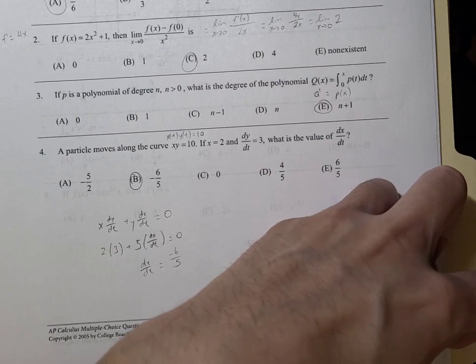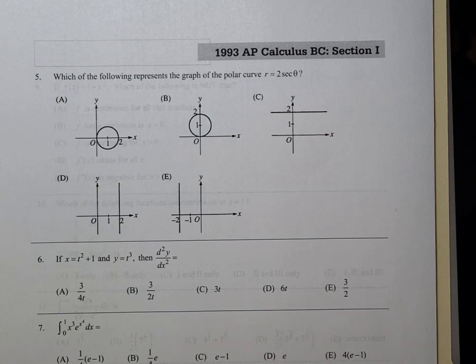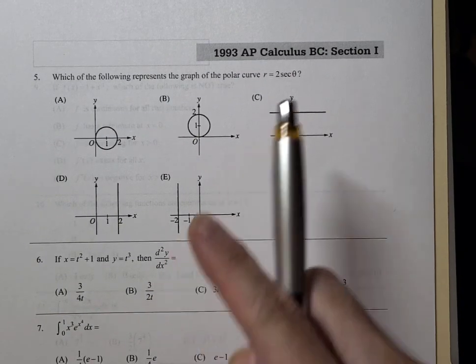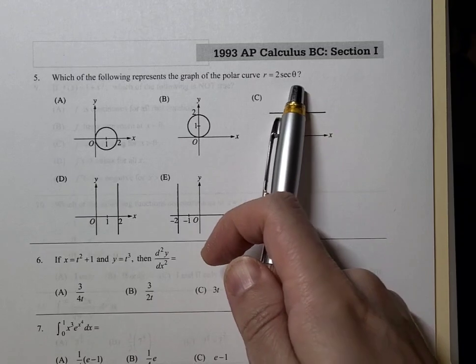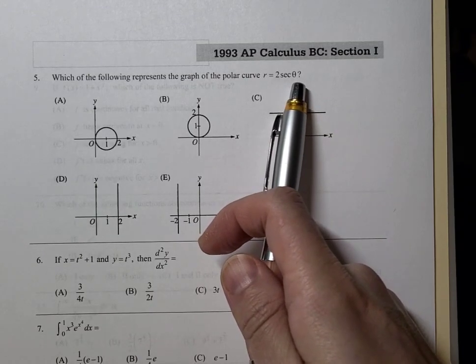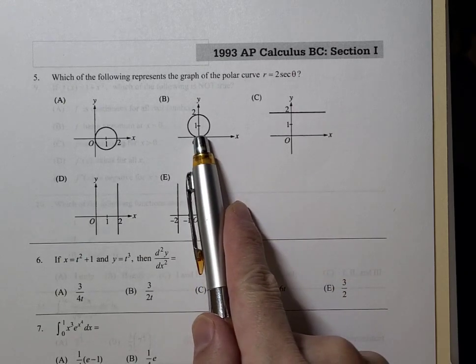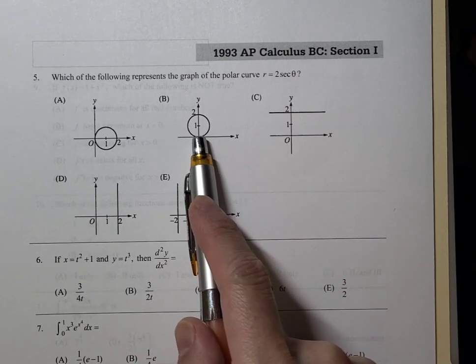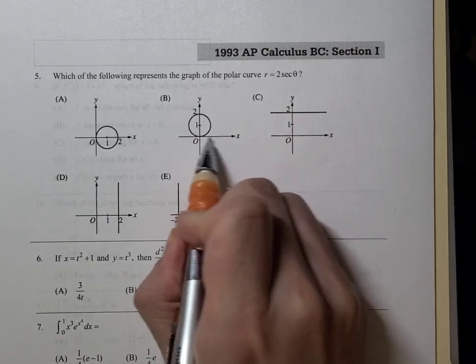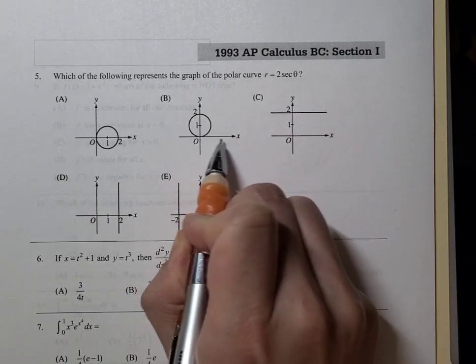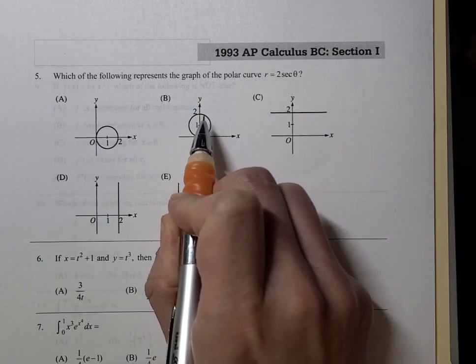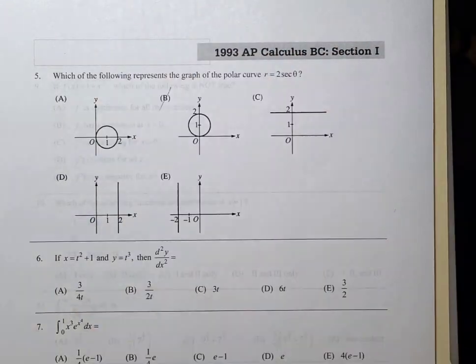Let's move on. Which of the following represents the graph of the polar curve r is 2 secant theta? Okay, so there's multiple ways to do this. If you just want to start plugging in values of theta, that's fine. When theta is 0, r is 2. So we can already eliminate this guy because when theta is 0, r should be 2, so it should be somewhere over here, but it's up there right now. So we can eliminate that.